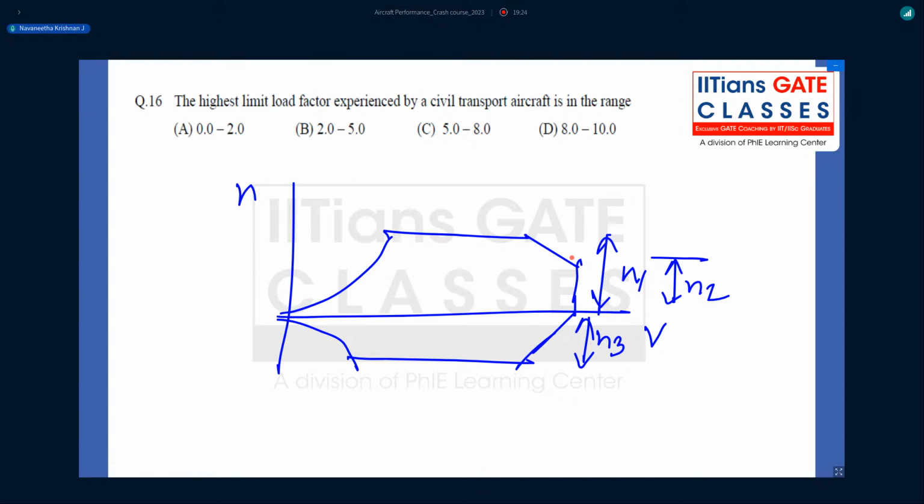Now, they are given for different categories of aircraft. What is N1, N2, N3? If I take a normal category aircraft, normal civilian transport or passenger aircraft, the maximum load factor it can experience is 2.1 plus 24,000 divided by weight plus 10,000.